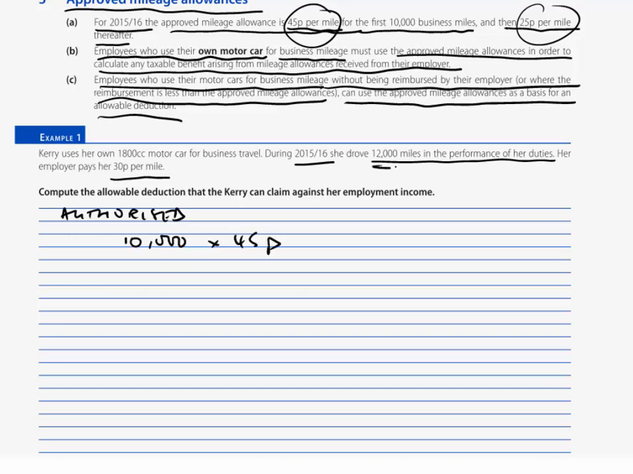Did you do any more than that? Yes, there were 12,000 miles, so that's a further 2,000 miles at the authorised rate of 25p. Multiply those figures out. 10,000 at 45p will be £4,500 there. 2,000 at 25p will be a further £500. So the authorised mileage allowance rates would have been an amount of £5,000 that could be paid to the employee without any assessable benefit arising.